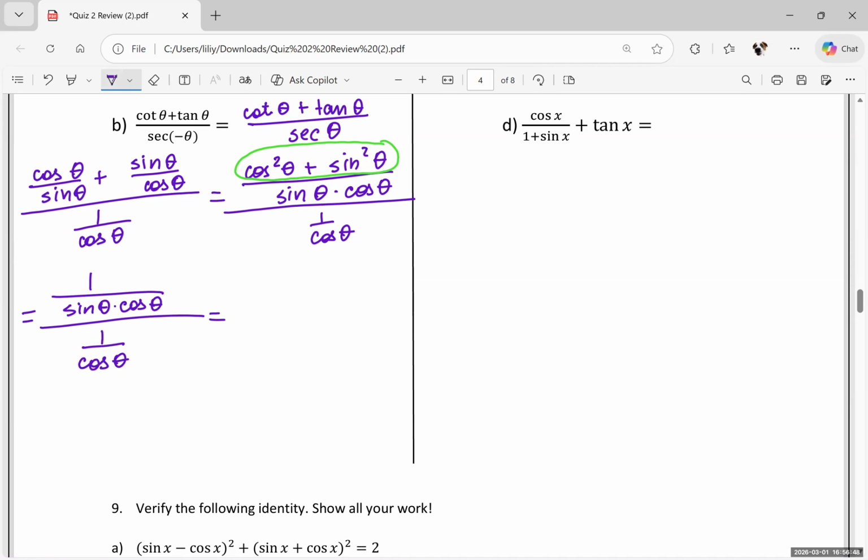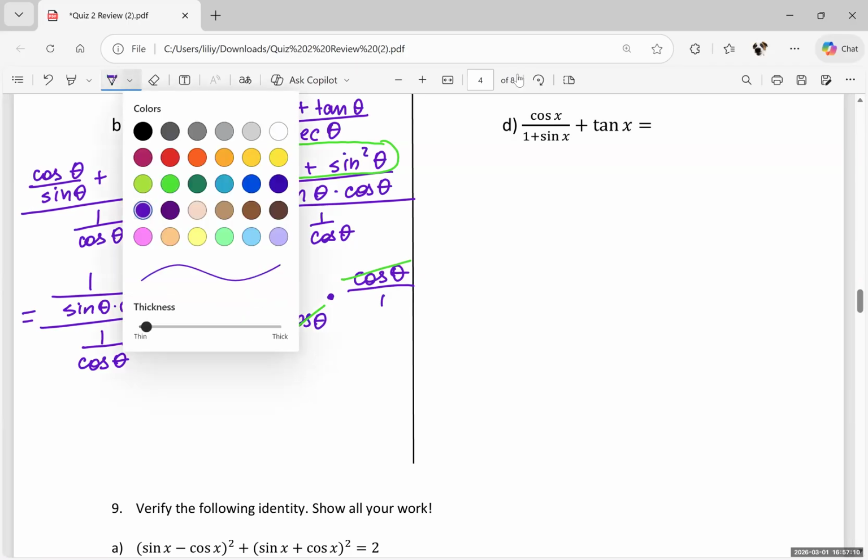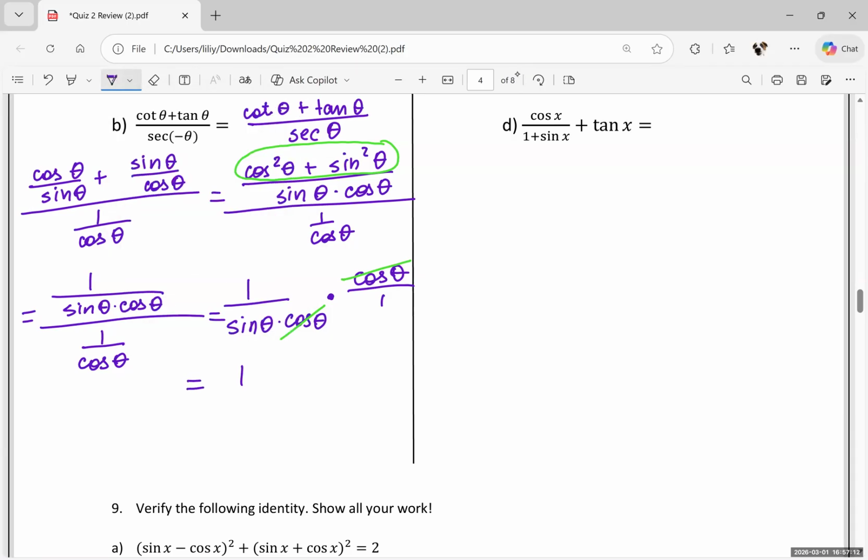Now fraction division: leave the top fraction unchanged, 1 over sine theta times cosine theta, replace division with multiplication, and flip the fraction that's on the bottom in the denominator. And you can cancel cosine on top and cosine on the bottom, leaving you with 1 over sine, or cosecant.